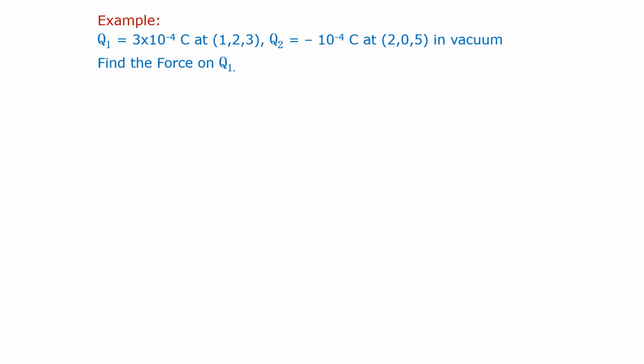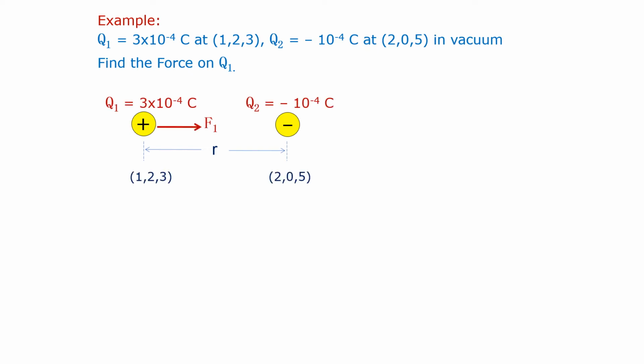Let us do an example. Two charges Q1, Q2, values are given, their locations are given. We have to find out the force on Q1. Let us find out the distance vector R12 bar. It will be 2 minus 1, 1 AX, 0 minus 2, minus 2 AY, 5 minus 3, plus 2 AZ. The magnitude R will come as 3.